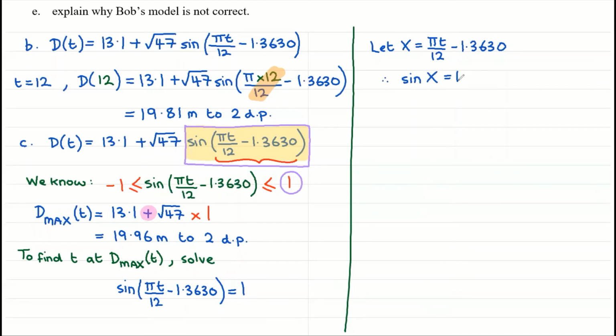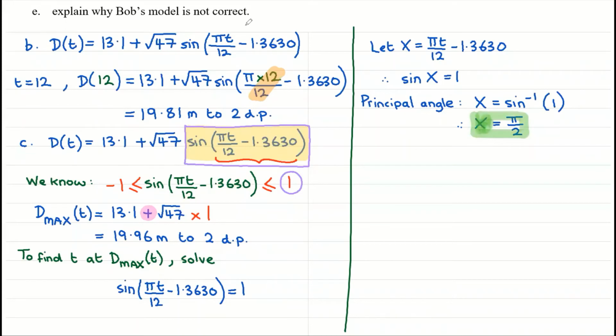So principal angle. Why do I need to use a principal angle? Well, you'll see. We just do the inverse sine of 1. And you'll know this. When is sine a maximum? Well, when x, in this case, is equal to pi over 2, 90 degrees. If you don't believe me, check on your calculator. So that's the principal angle.